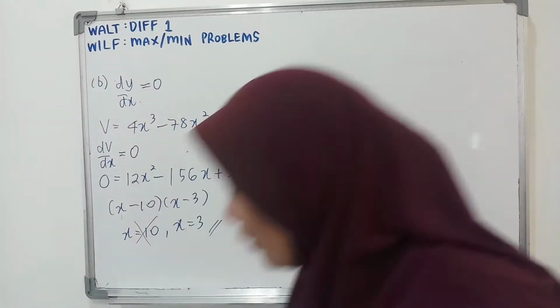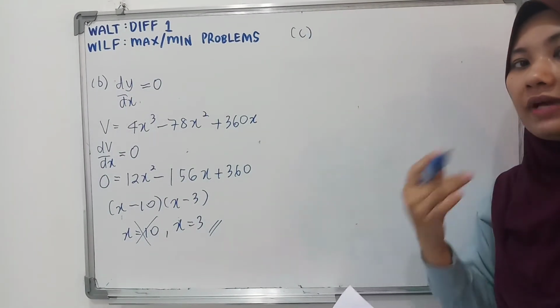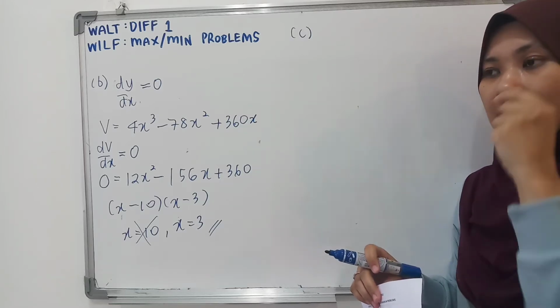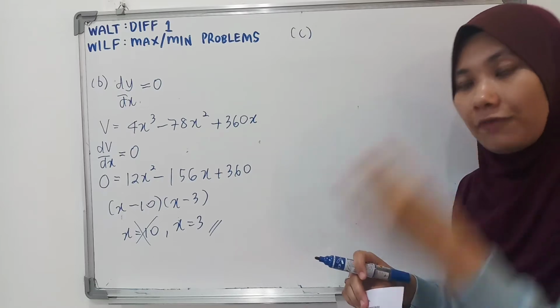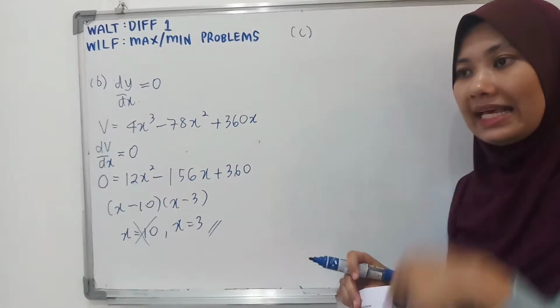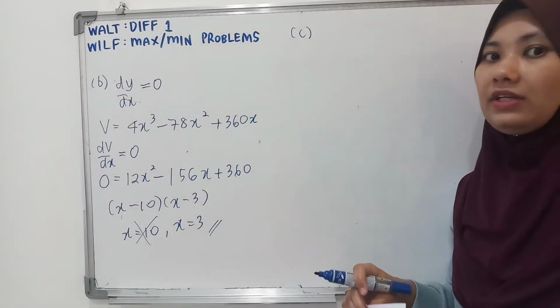Okay, so now question C, we want to find the nature. Remember, to find the nature, you need to find the second derivative. You need to try to relate everything, okay? Stationary value, dy/dx equals 0. Finding nature, find the second derivative. Greater than 0 simply means minimum. Less than 0 simply means maximum. You need to remember the relation here.